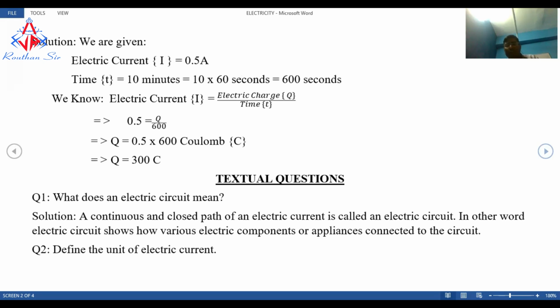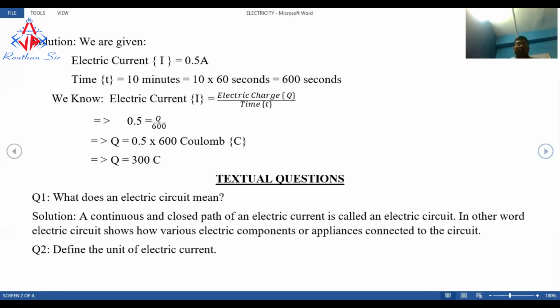Now, the very first question given in your book is: what does an electric circuit mean? When we talk about the electric circuit, it means a continuous closed path of an electric current is called an electric circuit. In other words, the electric circuit shows how the various electric components or appliances are connected in a circuit.